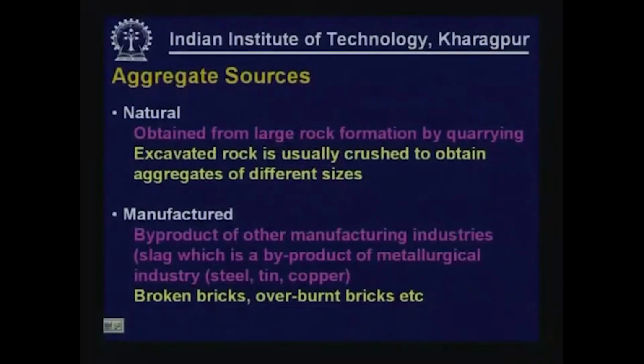So, as a result, the aggregate that is quarried from the rock mass has to be crushed and processed to get aggregates of different sizes, whereas manufactured aggregates come as a byproduct from various manufacturing processes. Typically, they come as slag, which is a byproduct of metallurgical industries, where steel, tin or copper are produced. In some layers of pavements, even broken bricks, which are not natural aggregates, oven burnt bricks, are also used.